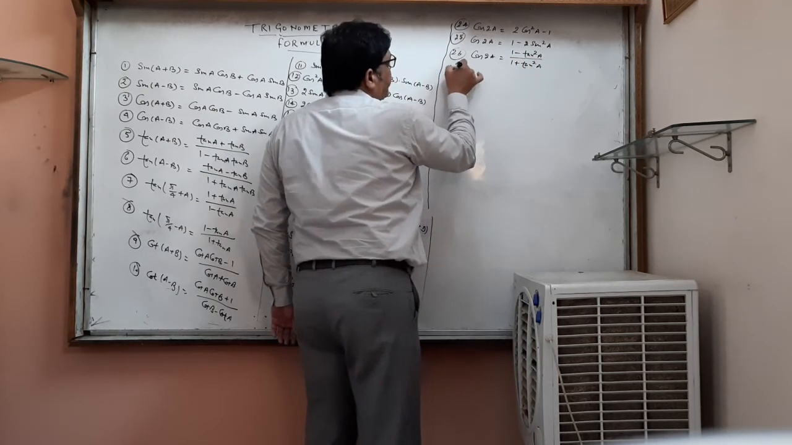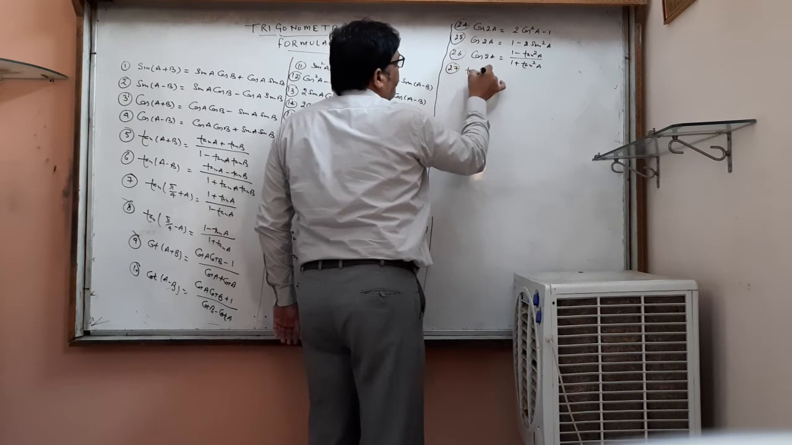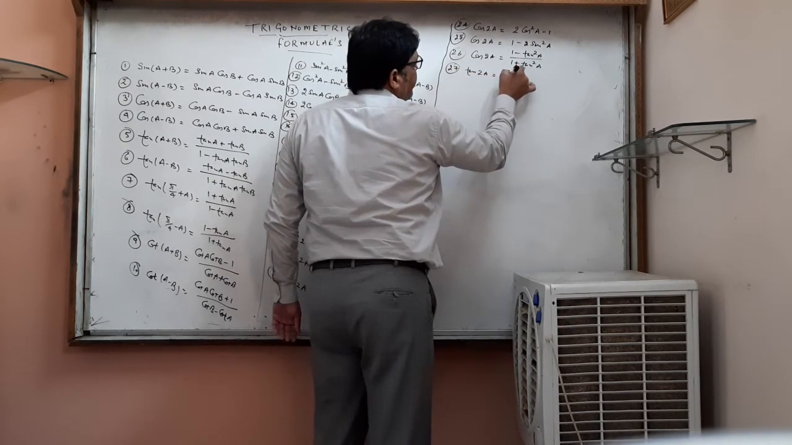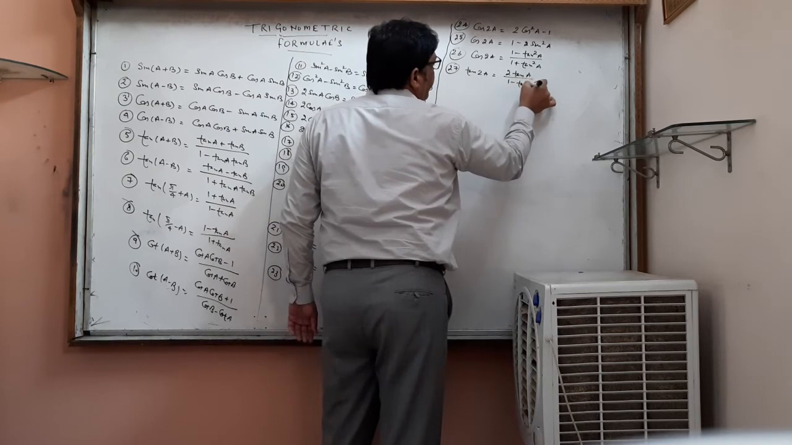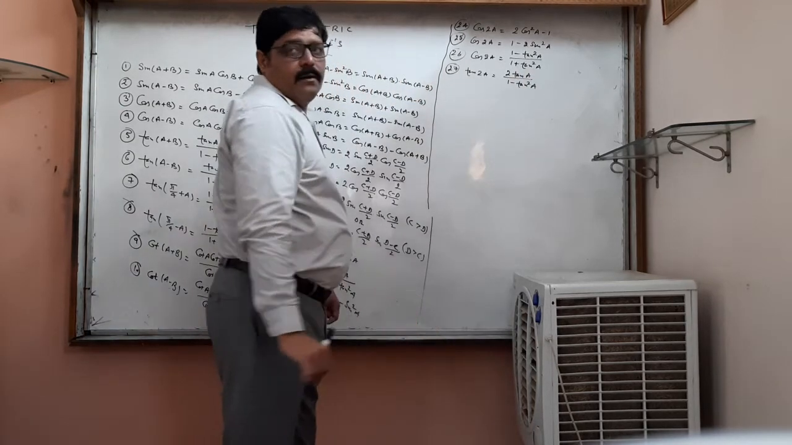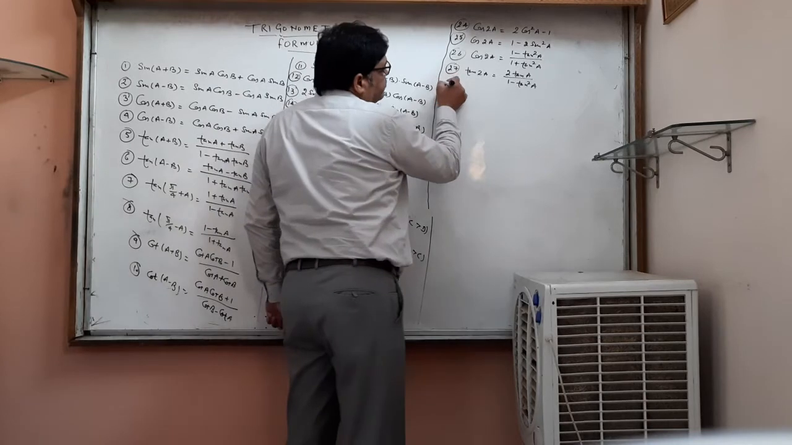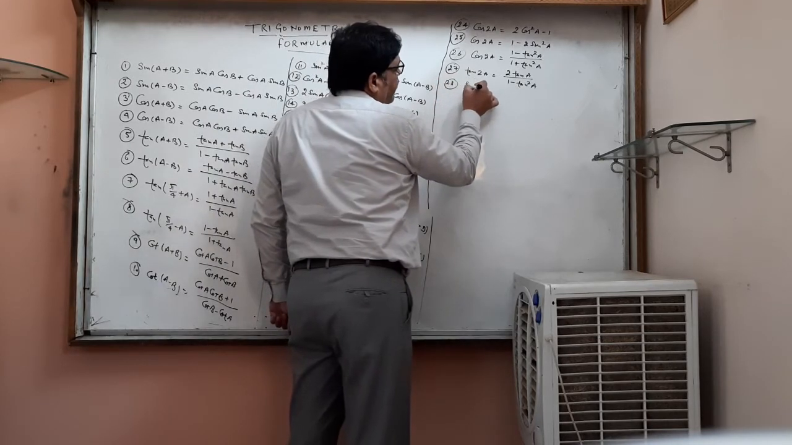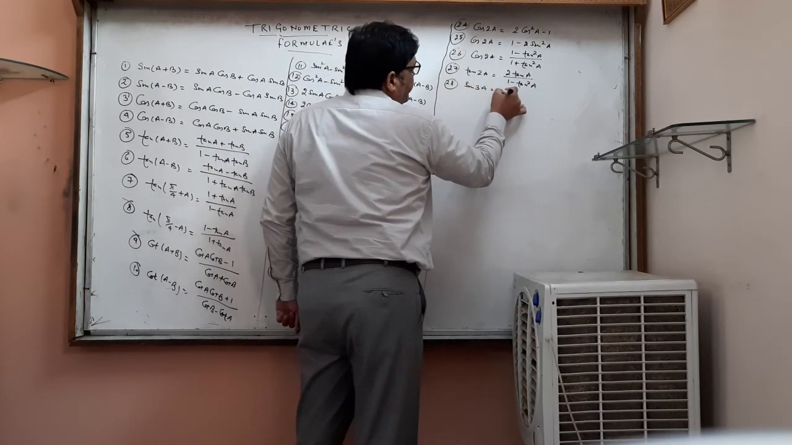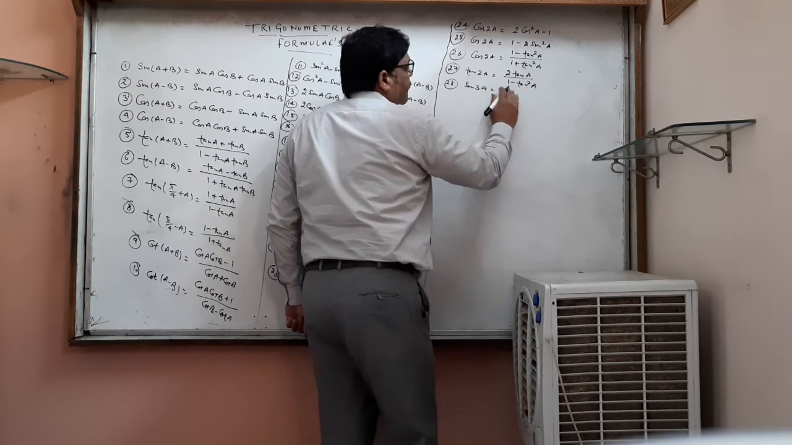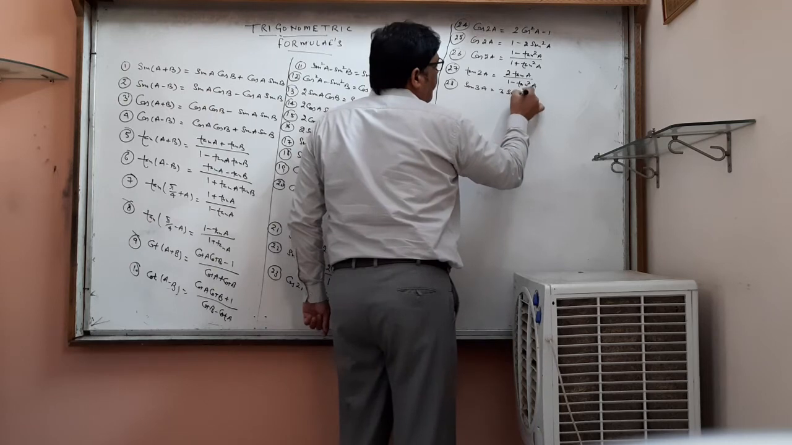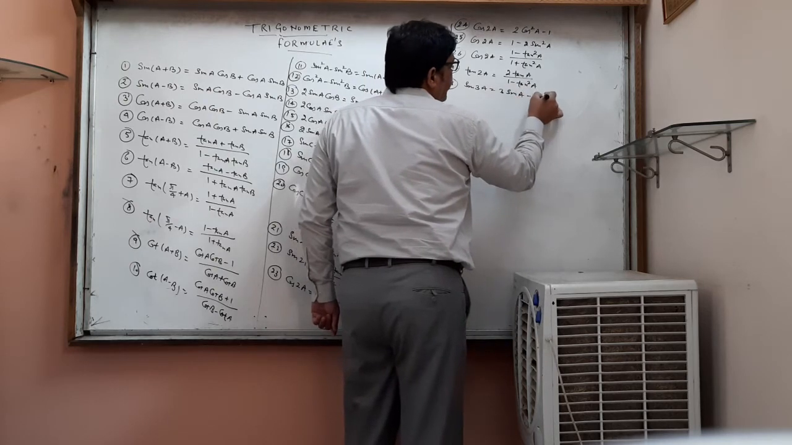Now tangent 2A is 2 tangent A upon 1 minus tangent square A. Next one is sin 3A, which is 3 sin A minus 4 sin cube A.